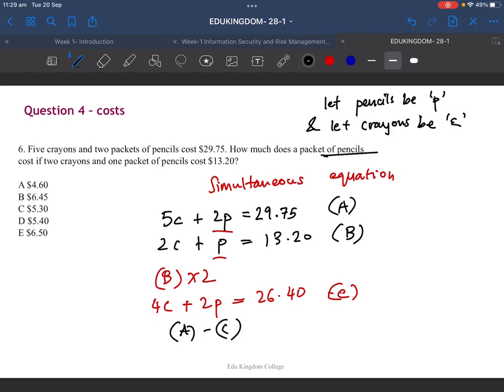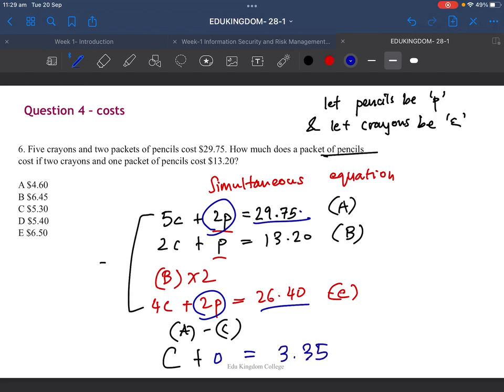Why did I do that? Let's see. So if 5C minus 4C, what's that? 5C minus 4C is 1C, plus, what's 2P? Remember, we're looking at option A and C. What's 2P minus 2P? It's 0, right? Equals to, what's 29.75 minus 26.40? It's $3.35. So instantly we've found C, guys.